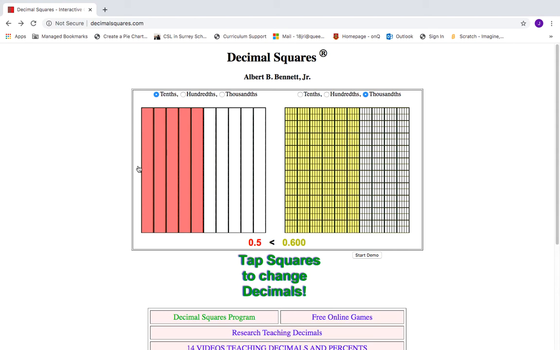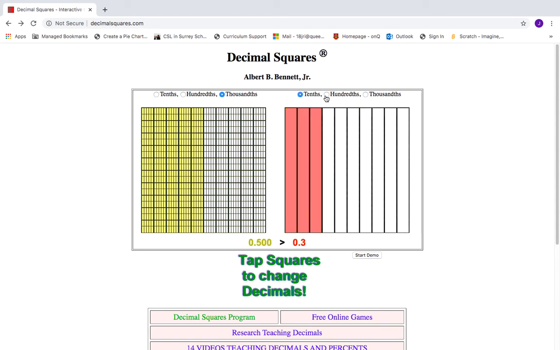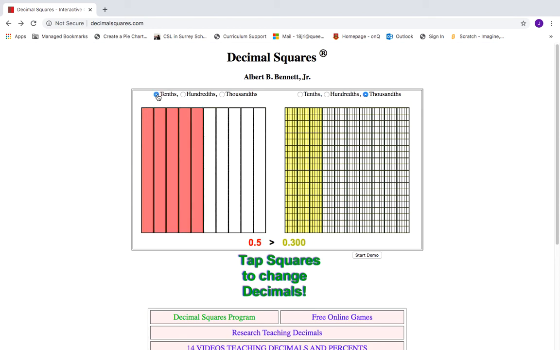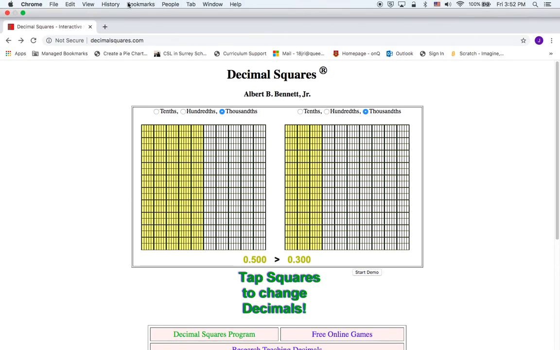So we got 5 tenths here, but it can also become 50 hundredths and 500 thousandths. Same with this one, only difference being here's 3 tenths, 30 hundredths, 300 thousandths. 5 tenths, 50 hundredths, 500 thousandths. And that's how we compare these decimals, equivalent decimals.